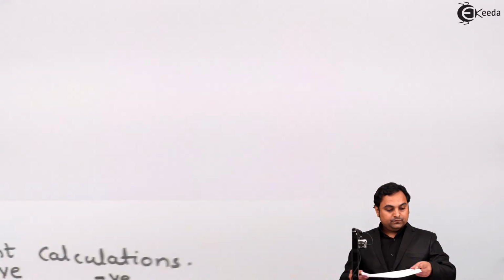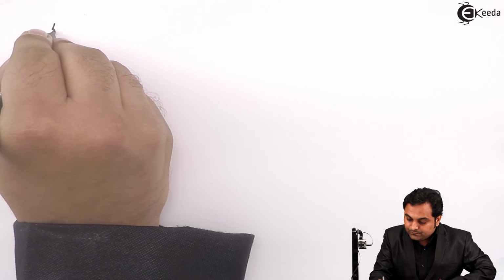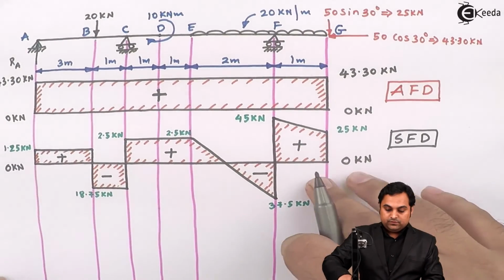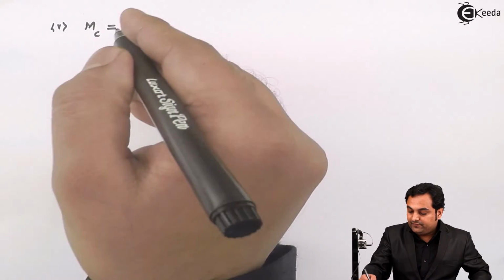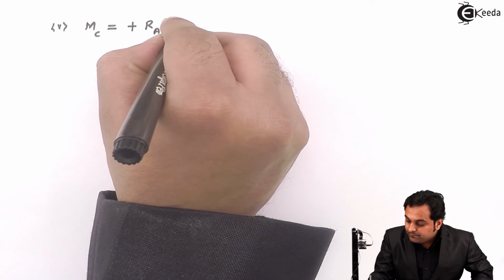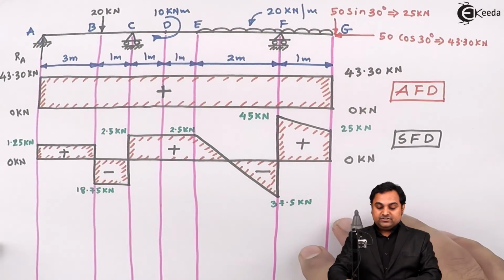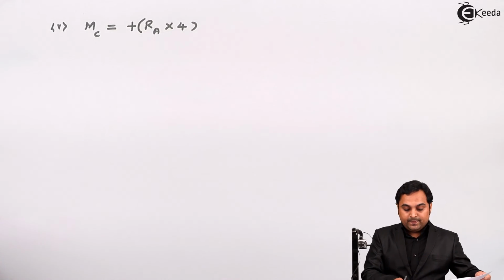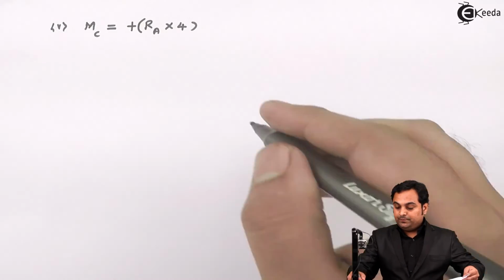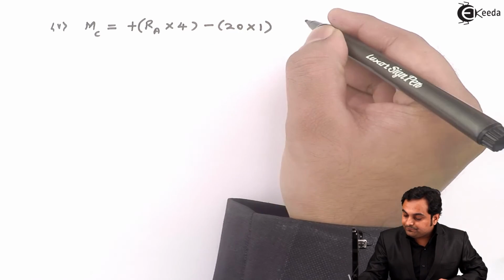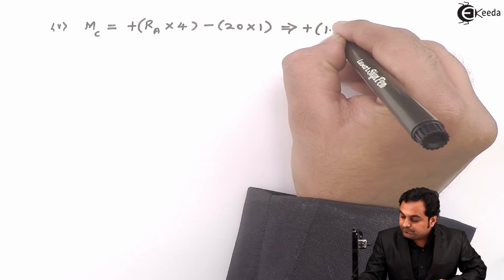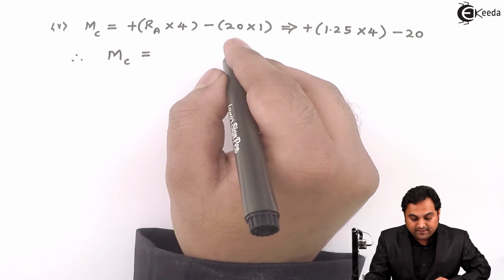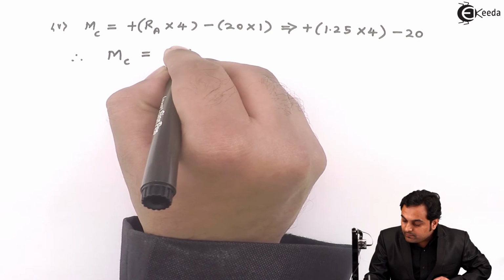Next, moment at point C, this will be equal to RA into 4 and it is clockwise, so plus RA into 4. Then this force 20 kilonewton, 20 into 1 is anti-clockwise. So on the left hand side of the section, anti-clockwise is negative as per the convention. So minus 20 into 1. Here I'll put the value of RA. Moment at point C is minus 15 kilonewton meter.